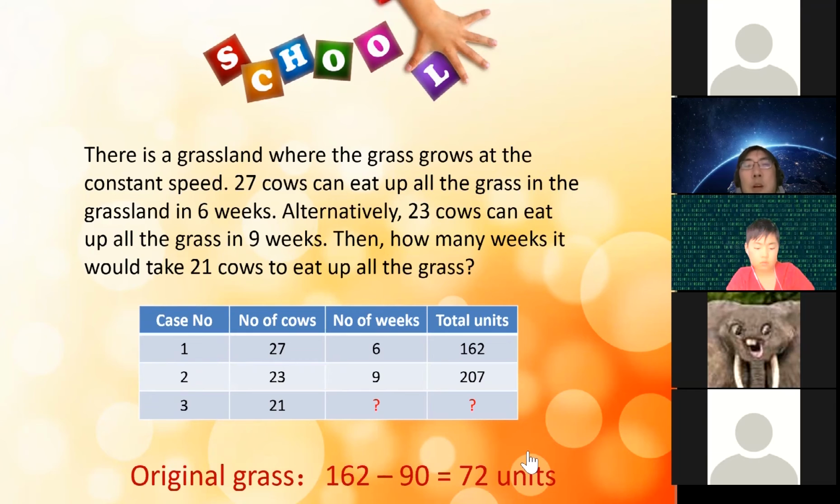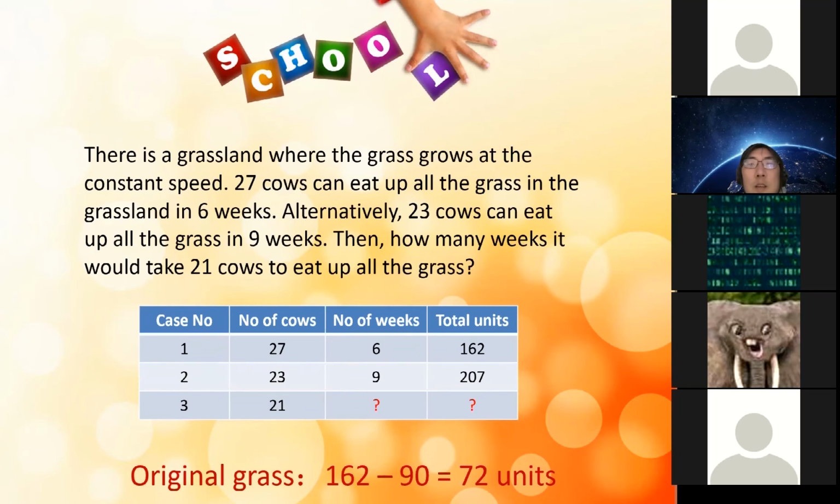Okay, now remember how many cows are responsible for eating the old grass? Who can tell me how many cows are eating the old grass? 6. Yeah, good, 6 cows are eating the old grass. So how many weeks? Finally, it's time to find the solution of this problem. How many weeks? 12. Yeah, good. So 72 divided by 6, because 6 cows are eating them.